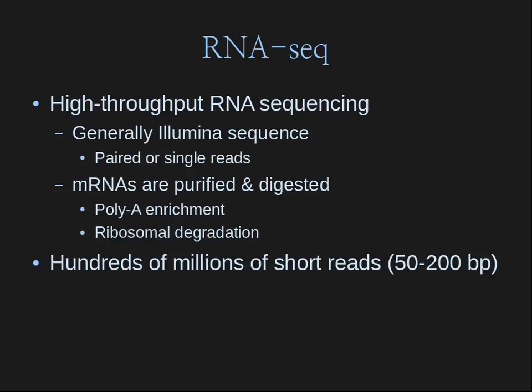And then what we get is hundreds of millions of short reads in the range of what you would expect from Illumina sequencing, somewhere between 50 to 200 or 50 to 300 base pairs long. So you've got millions upon millions upon millions. I guess upon millions means times or plus, I don't know.